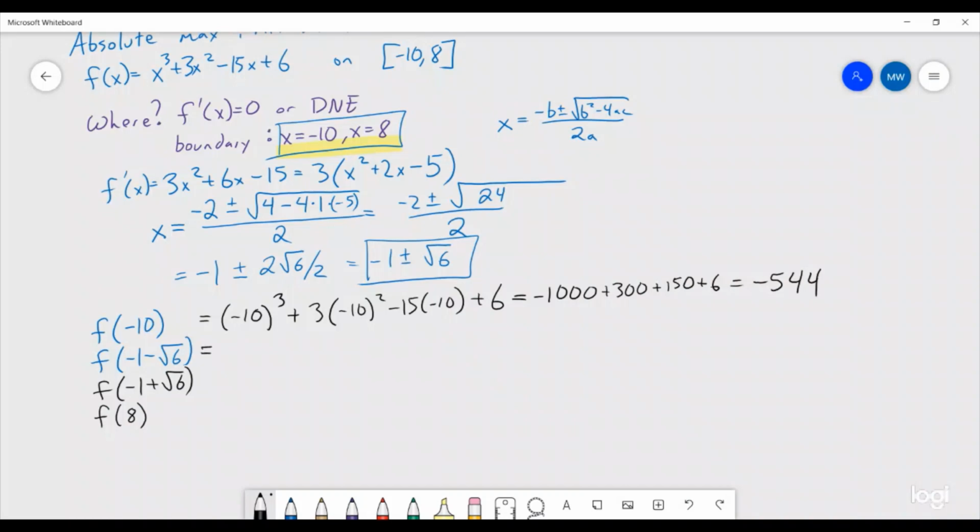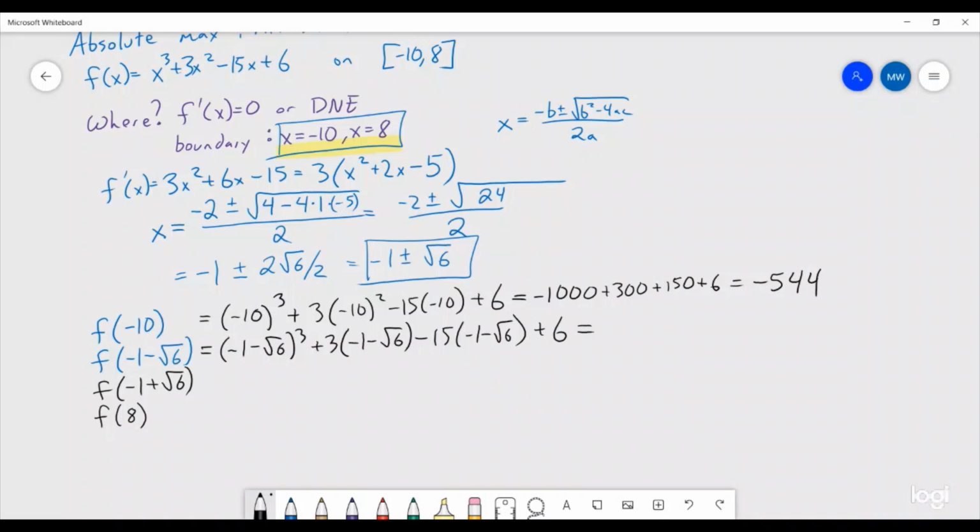Next one, we're going to plug this in, so we get negative 1 minus the square root of 6 cubed plus 3 times minus 1 minus the square root of 6 minus 15 times minus 1 minus the square root of 6 plus 6. We can expand all of those out, and we can go through and expand those multiplications. I'm just going to pull up my calculator and do it real quick, but this is an expansion that you would be able to do by hand. It's just a bit messy.